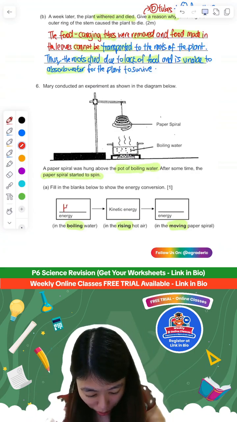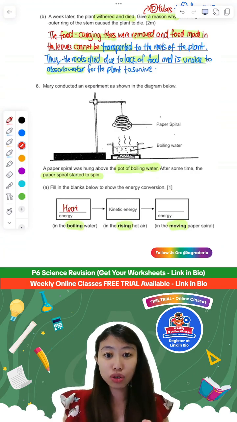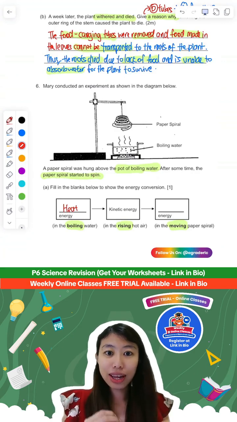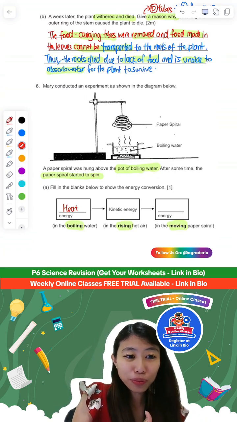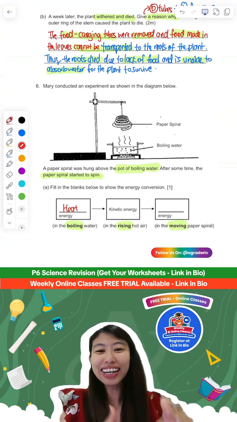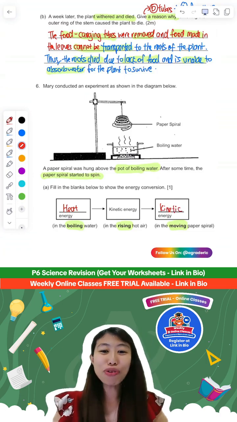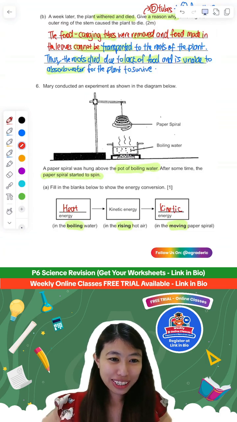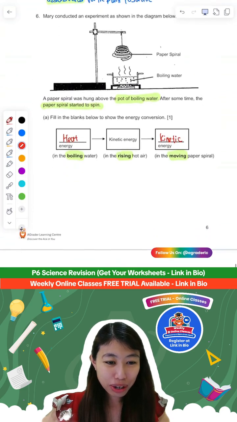Okay, so heat energy of the boiling water is converted to kinetic energy of the rising hot air, and then is converted to... very good, Chin Hong. Very good, hi. Yes, it's converted to kinetic energy because of the word moving. Okay, very straightforward. All right, so I'm gonna move on. Very good. Very good, Jerry, as well.